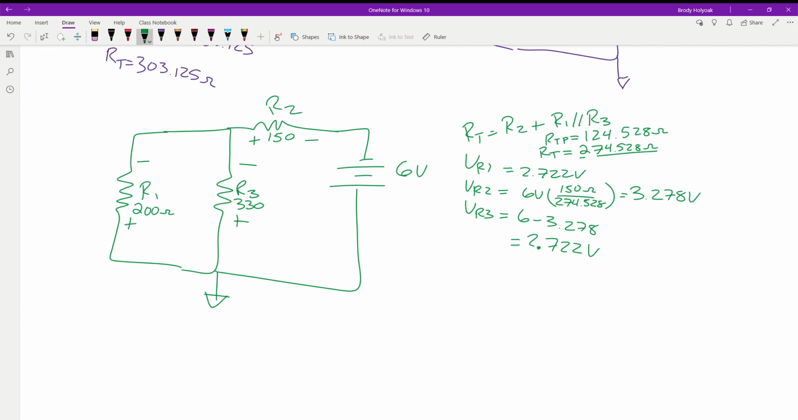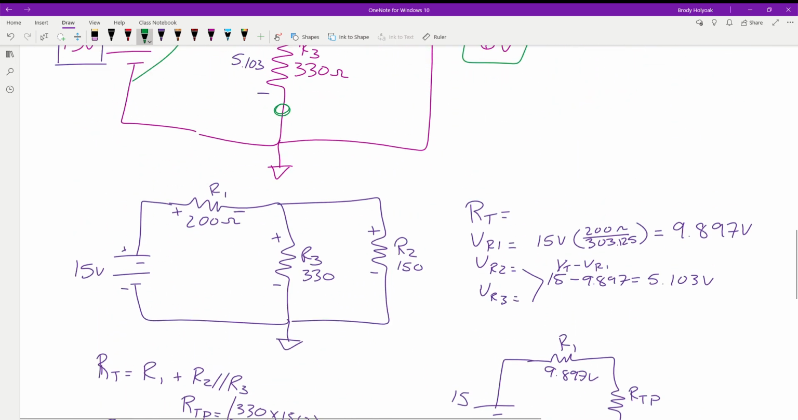Okay, so now we've got to take these values. We have 2.722 for R1, R2 is 3.278, and R3 is 2.722. And again, I don't remember the polarities as we go, so come back up to our main drawing.